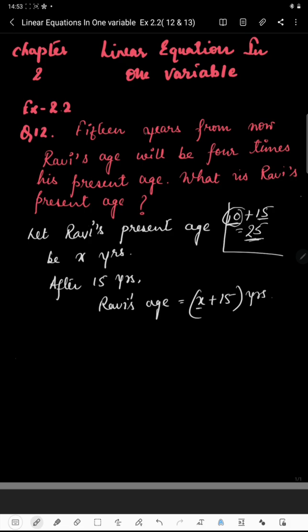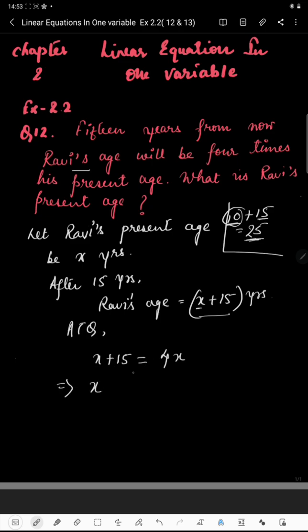Now it is said that according to the question, 15 years from now Ravi's age will be 4 times his present age. Ravi's age after 15 years is x plus 15. Now this will be 4 times his present age. His present age is x, and 4 times his present age means 4 multiplied by x. So the equation will be x plus 15 is equal to 4x.